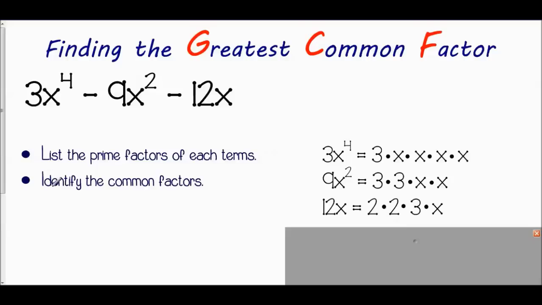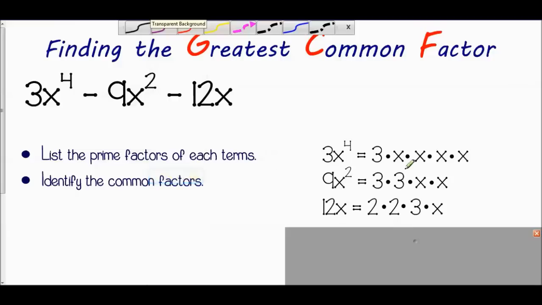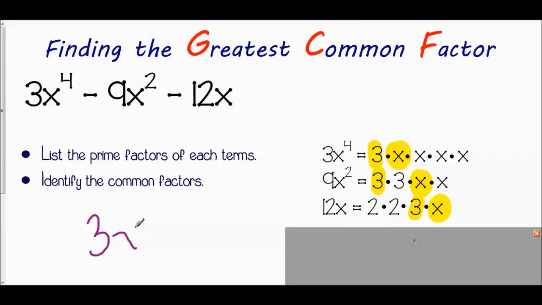Your next step is you're going to identify the common factors. Let's get a highlighter. I have a 3 in common in each of those. And then I look to see the x's. I only have 1 x in common. Therefore, the greatest common factor is 3x.